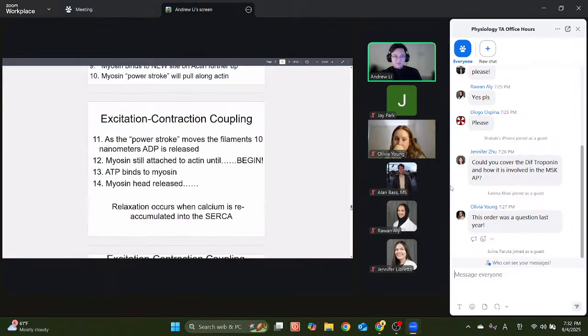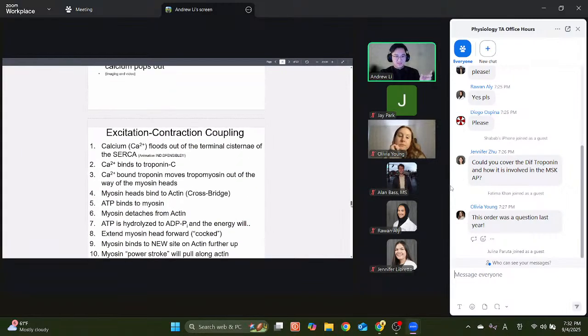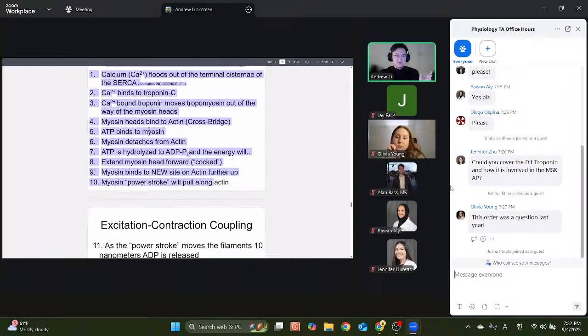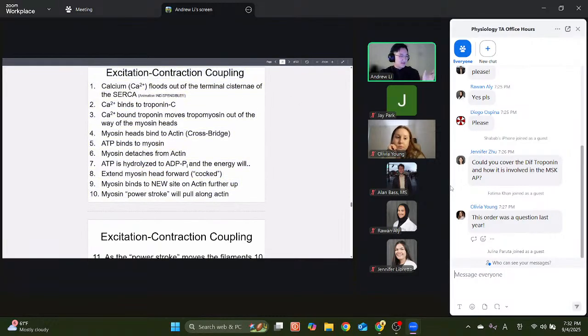So the most important thing for the muscle unit is just knowing the order. So this is a good summary of everything that happens. To reiterate, action potential comes, goes down the T tubules, and then there's the DHP, dihydropyridine receptor, and then the ryanodine receptors that cause release of calcium. Calcium binds to troponin C. Calcium causes troponin to move tropomyosin out of the way for the myosin binding heads. Myosin binds to actin, cross bridge forms.